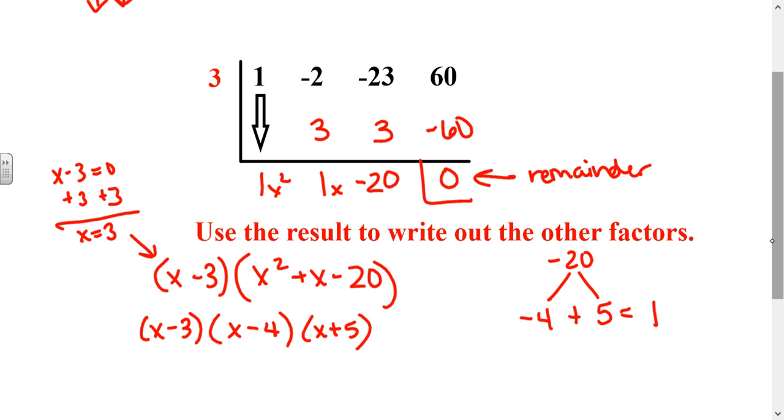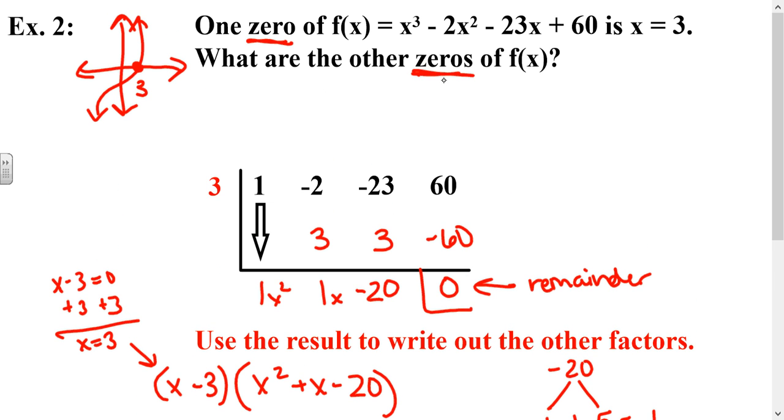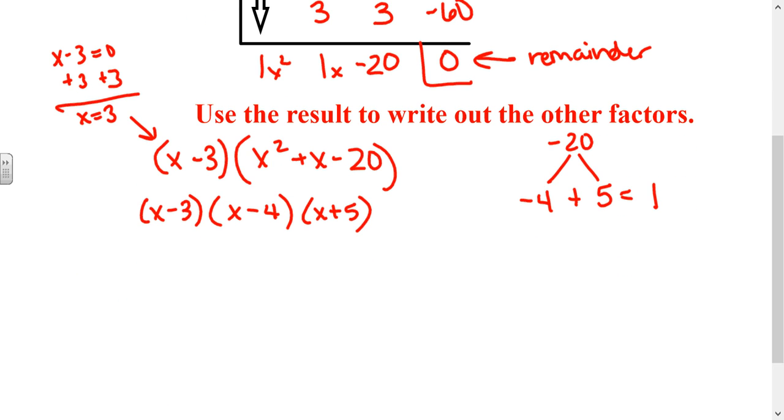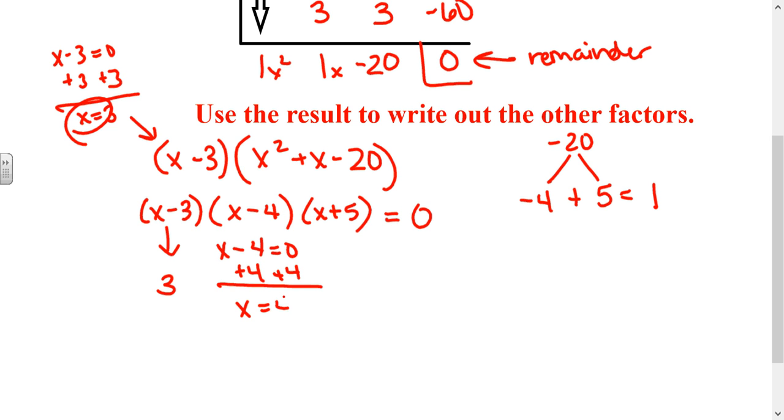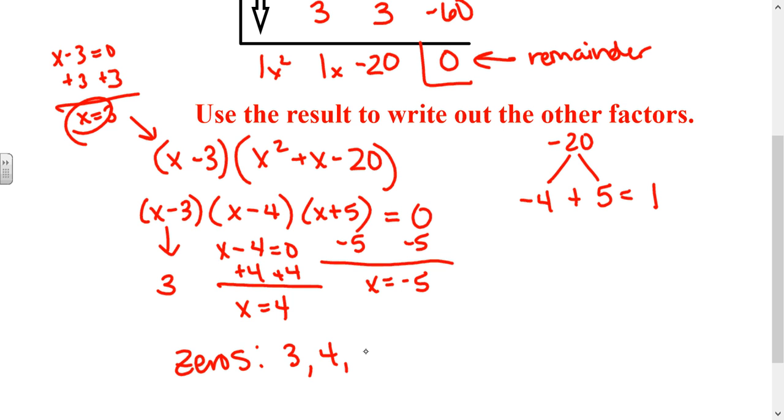Now, it says, what are the other zeros? So now I have all the factors, but I want the zeros. So to get the zeros, you have to set all of these equal to 0. Now we already know that this one is going to come out to be 3 because that's the one we started with. Okay, so if I set this one equal to 0, then I would add 4 to both sides. And so I would get x equals 4. And if I set this one equal to 0, then I subtract 5 from both sides. So I get x equals negative 5. So my zeros are going to be 3, 4, and negative 5.